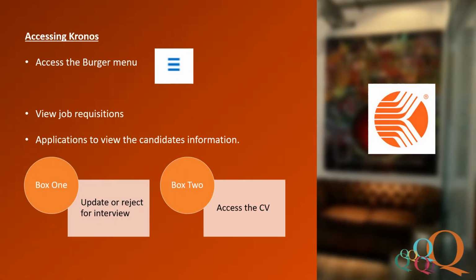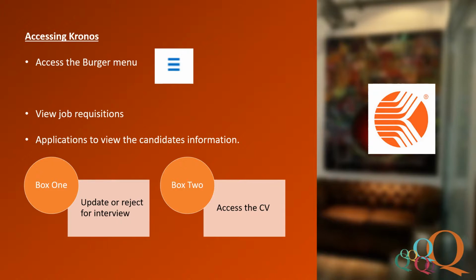As the hiring manager, you'll both want to and need to access the information that's been submitted on Kronos. To do this, go to Kronos and access the burger menu in the top left-hand corner of the screen. Click on the burger menu and select Recruitment. On this new page, scroll down to Requisitions and click on the pen icon to open the job requisitions. The next stage is to click on Applications and view the candidates.